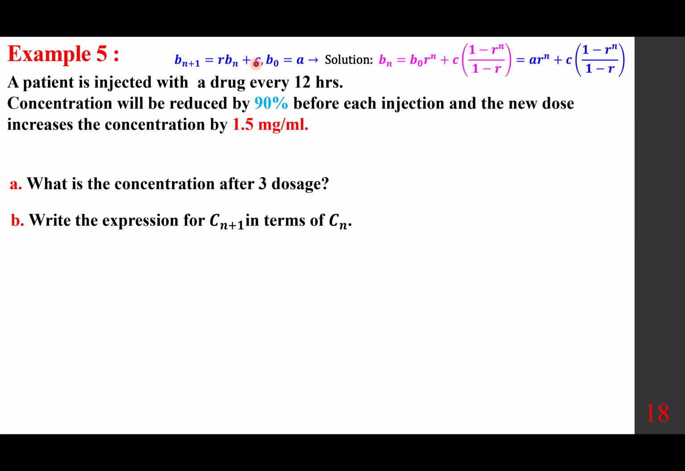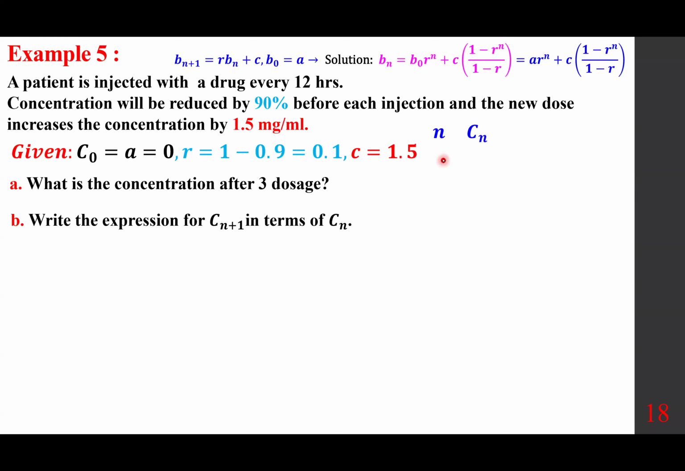So let's see what is given. We are dealing with the patient. So B sub 0, we're going to call it C sub 0, or A is 0. To begin with, the patient doesn't have any medication in their body. A is the amount of medication that remains in the body before we give the next dose. Concentration will be reduced by this much. So what is left? 10%. 1 minus 0.9 is 0.1 is left. And how much do we give to the patient on a regular basis every 12 hours? 1.5 milligrams per milliliter. That's lowercase c. So write the given first and foremost.